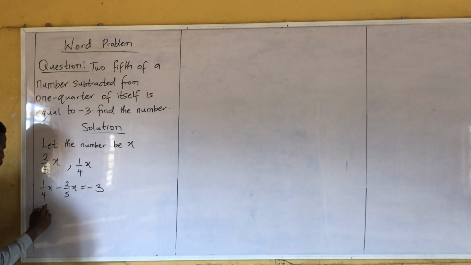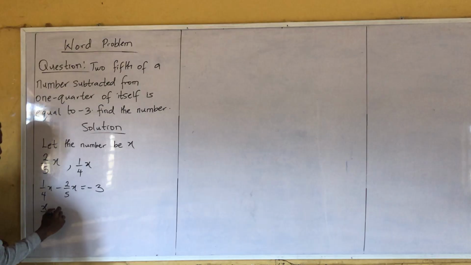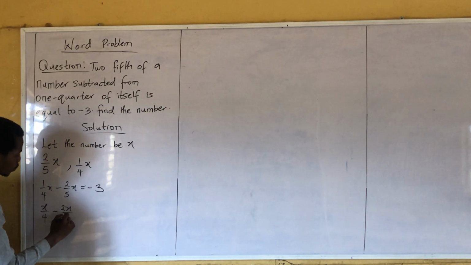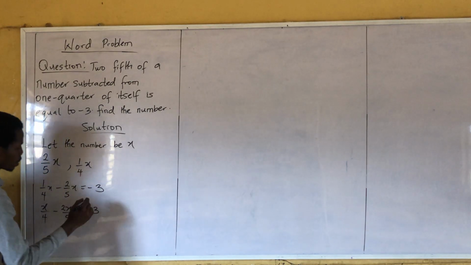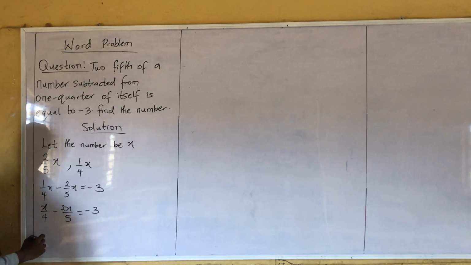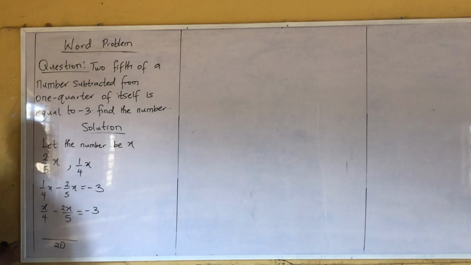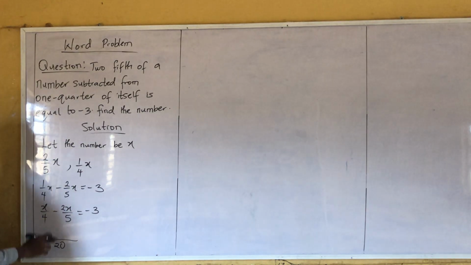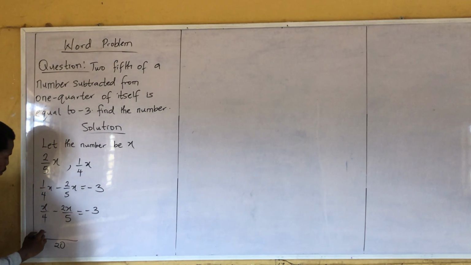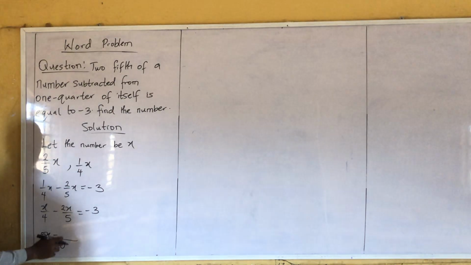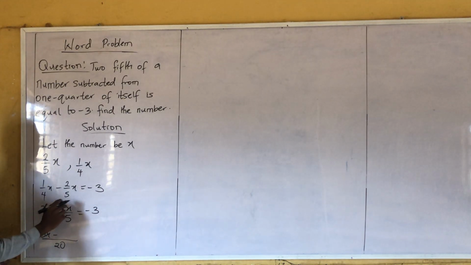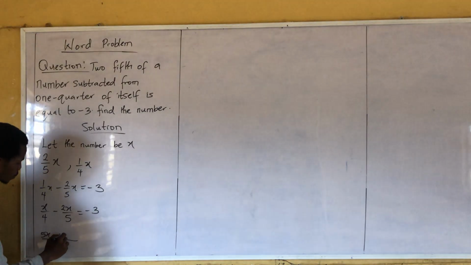Now what is the next thing? This can be represented by x over 4 minus 2x over 5 equals -3, still meaning the same thing. The next thing we're going to do is take the LCM of 4 and 5, which is 20. 4 in 20 is 5, 5 times x gives us 5x. Minus, 5 in 20 is 4, 4 times 2x.